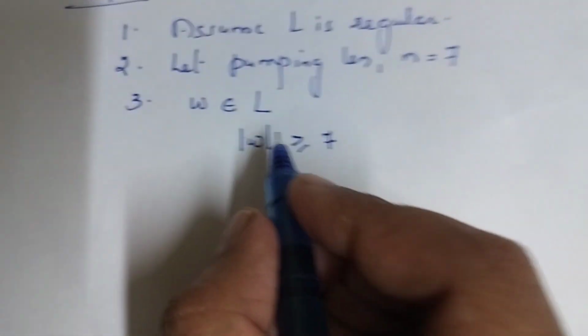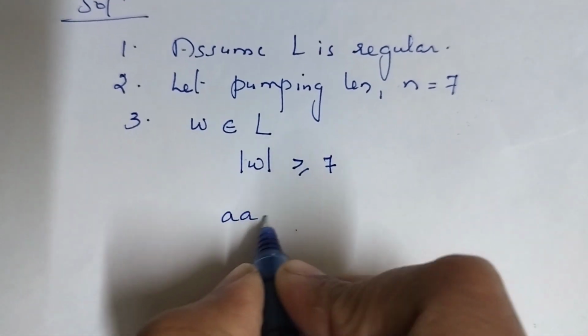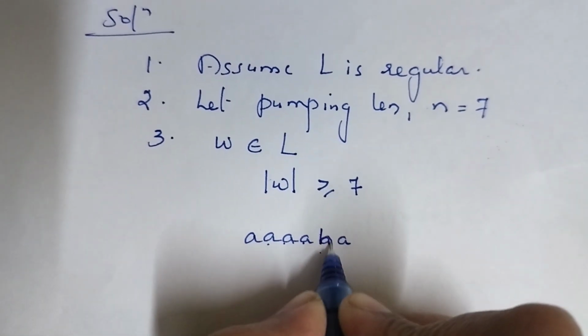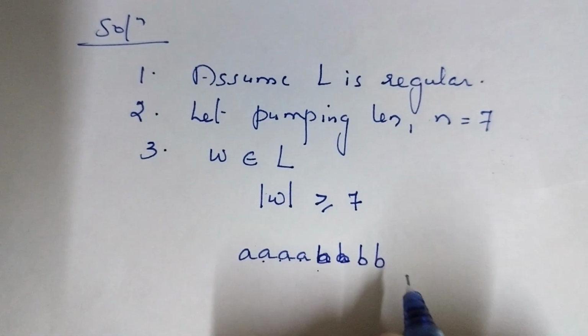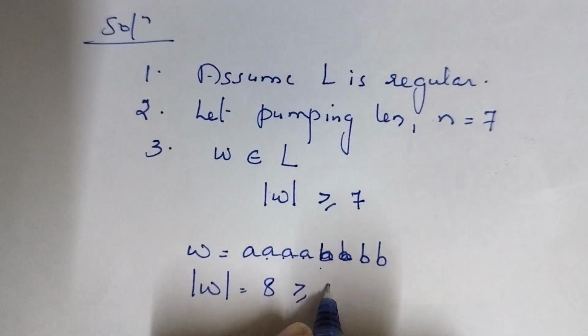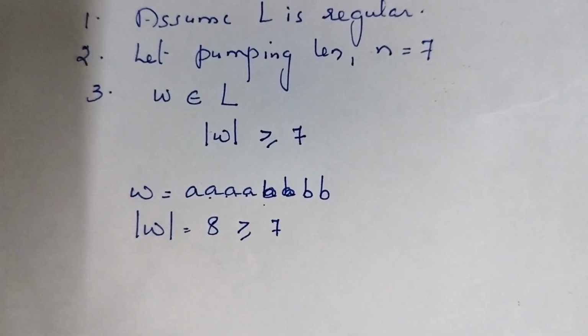So next I am taking 4 a's and 4 b's. 1, 2, 3, 4, 4 a's and 4 b's. This is w. So the length of w is equal to 8 here, which is greater than or equal to 7, right?